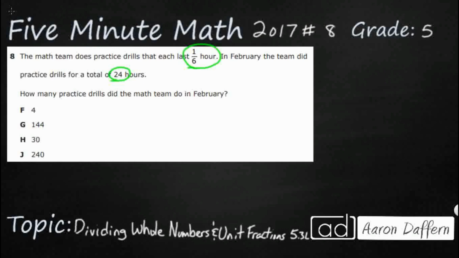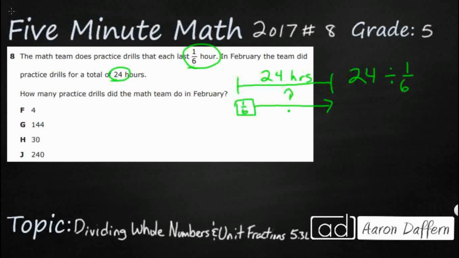Well, if we have a total of 24 hours, so there's our total, we can at least draw a strip diagram here. So my total is 24 hours. And we have equal groups of 1/6 of an hour. So that means we're going to divide this here. And how many equal groups of 1/6 of an hour can I get? That is an interesting question. 24 divided by 1/6. Well, let me see if I can draw a picture here.